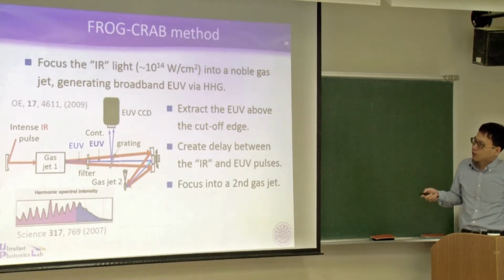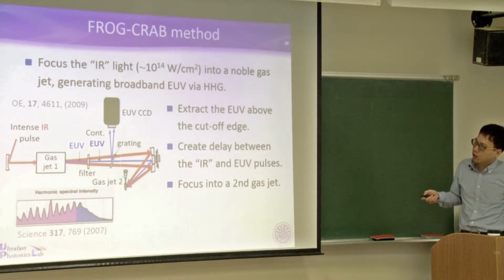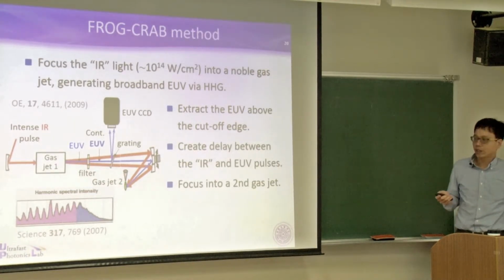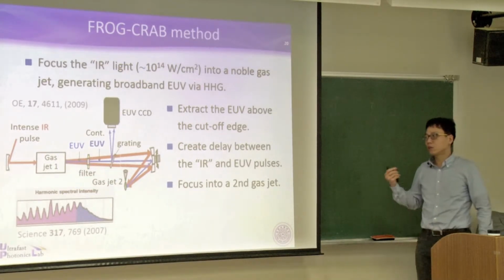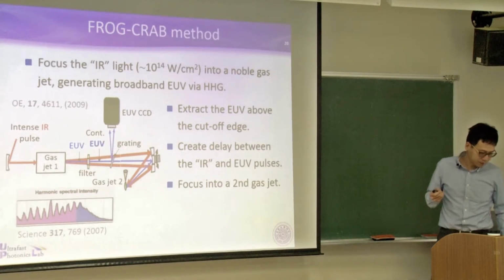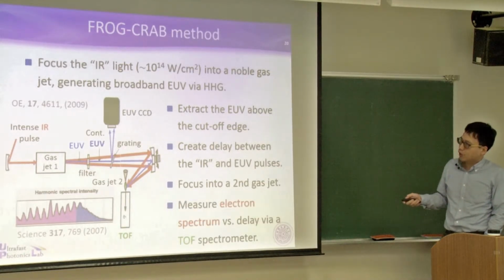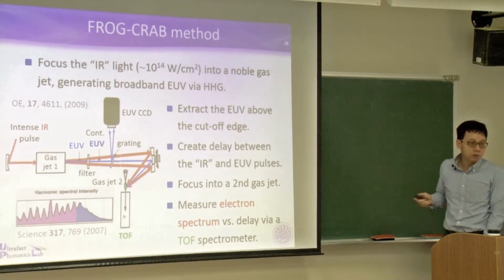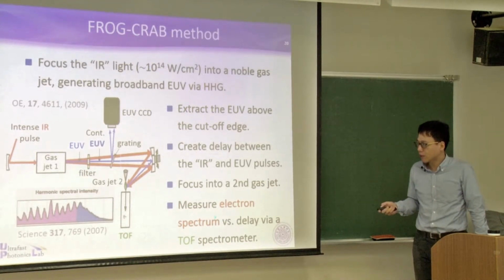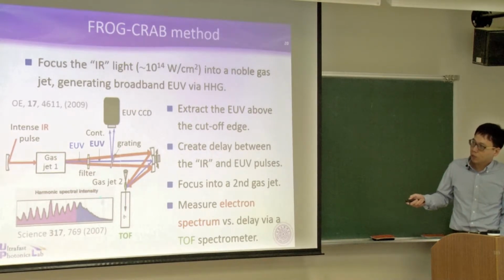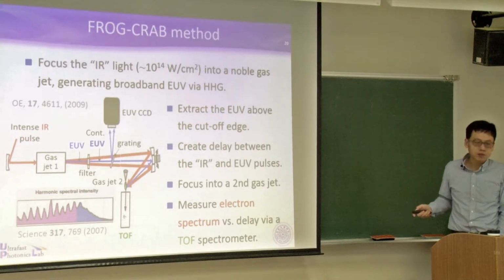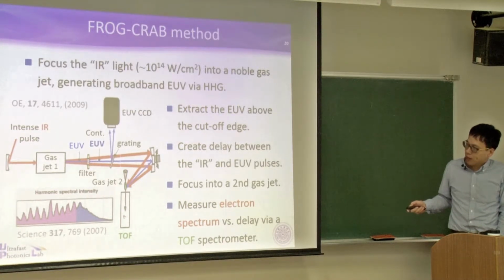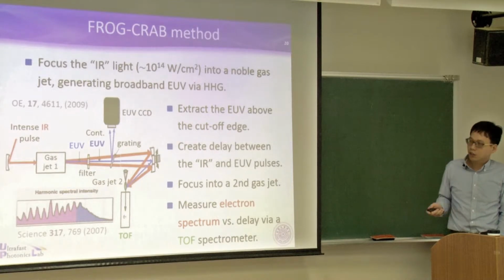Then they focus infrared and the EUV onto the second gas jet. It means some ionization will occur in the second gas jet. And then finally, they will measure the electron spectrum. Be careful, this is not optical spectrum. The EUV spectrum has been measured here, so this is something different. This is about electron spectrum, measured by a TOF spectrometer. TOF means time of flight tube.